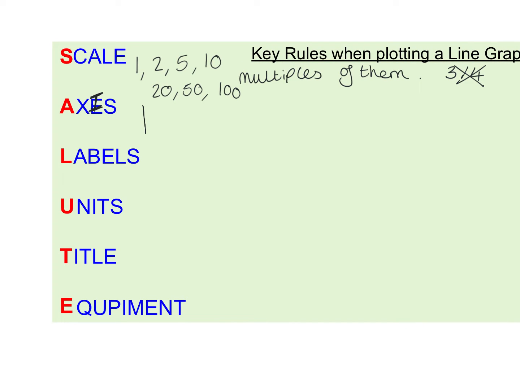Axes, remembering which way around your axes go, okay? X is across, Y to the sky. You always plot your independent variable on the x-axis and you always plot your dependent variable on the y-axis. The independent variable will always be the first one in a table. The dependent variable will always be the second one.